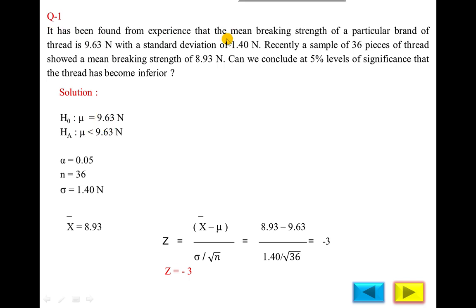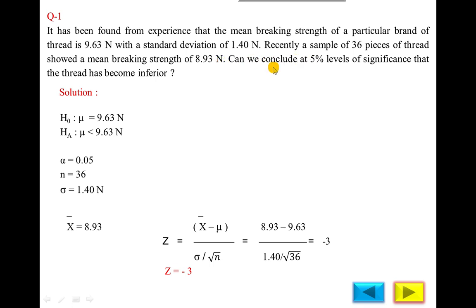So the first sentence up to this point represents the null hypothesis and sigma. With the help of this sigma you can decide: we will use the z-test for the mean because sigma is known. Recently, a sample of 36 pieces of thread: n, the sample size, is 36, showed a mean breaking strength. The mean of this sample, represented by x bar, is 8.93.